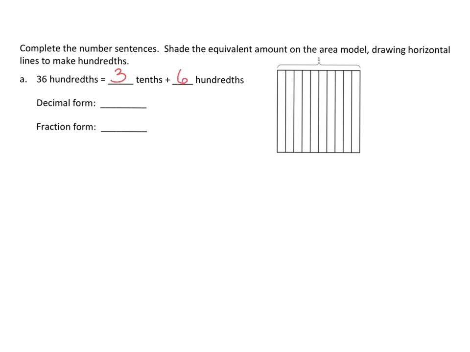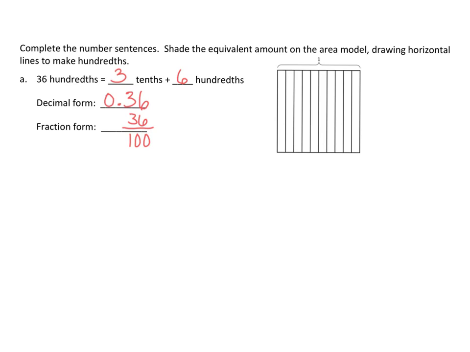How does that look like as a decimal? Well, we do not have any ones, no wholes. Decimal, 0.36, 3 in the tenths, 6 in the hundredths, so it's 36 hundredths. As a fraction, we know that 36 is in the numerator and it's out of 100, 36 hundredths.